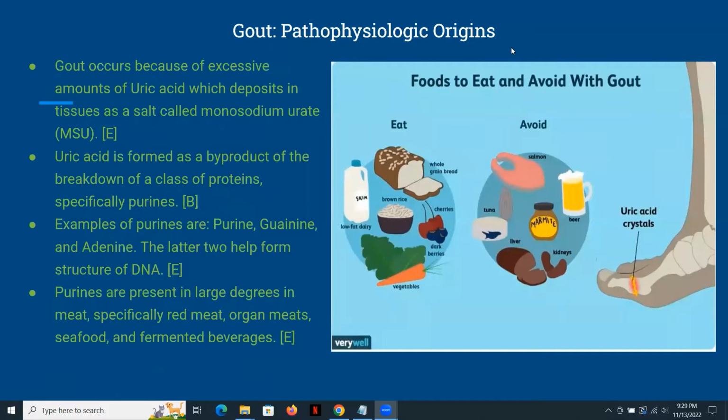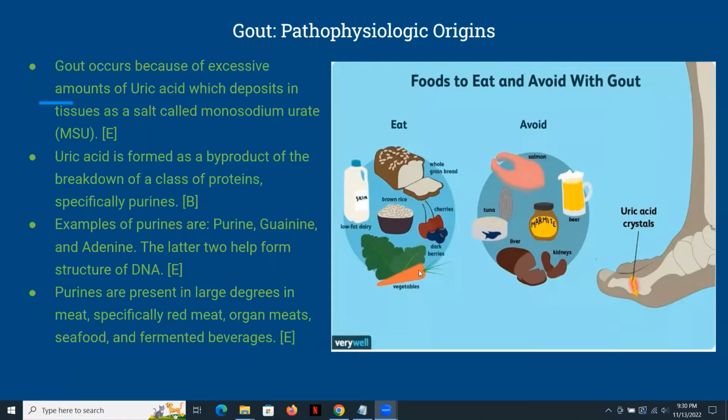So the question is, well, how does that relate to gout? And to do that, we'll first talk about essentially what gout is. So gout occurs because there's an excess amount of uric acid. Uric acid is a byproduct. It's actually a protein that gets broken down, specifically a class of proteins called purines. There's a bunch of them, they do a bunch of stuff. An easy example of a few purines are guanine and adenine. You might remember those from components of DNA.